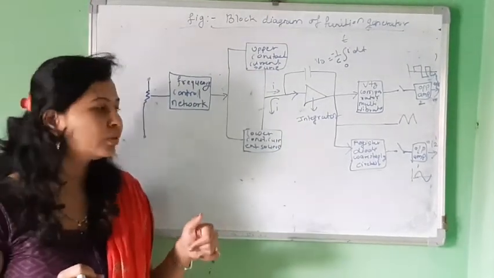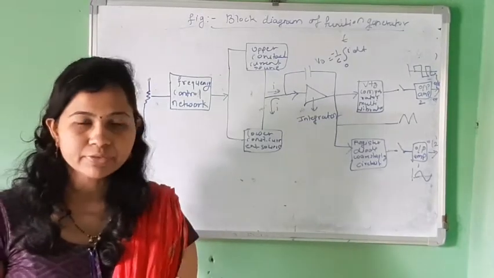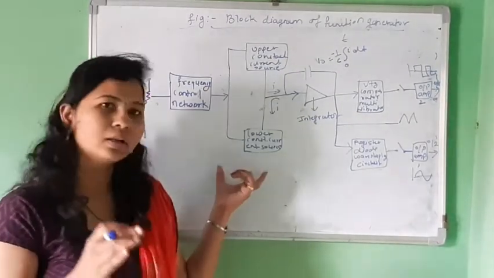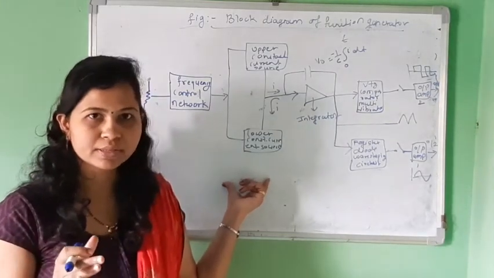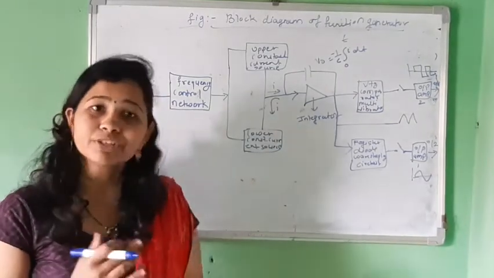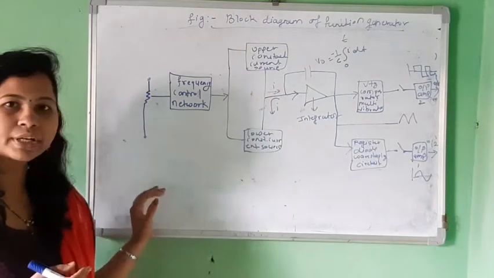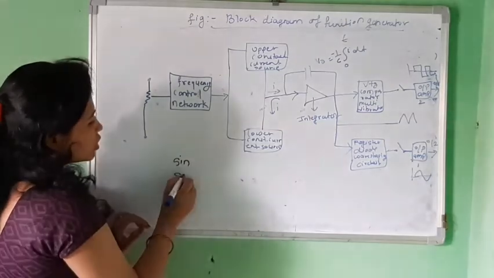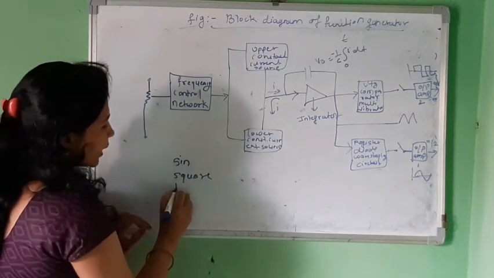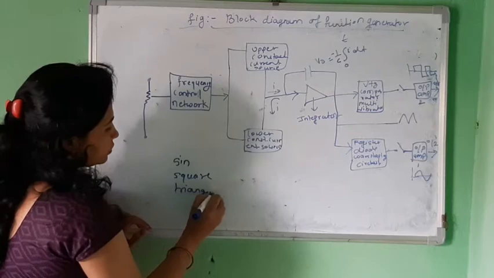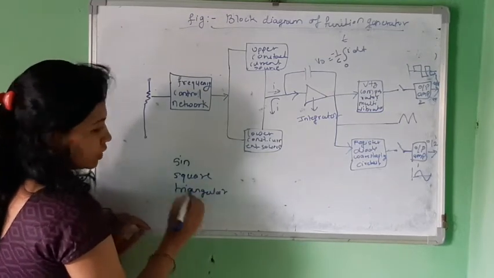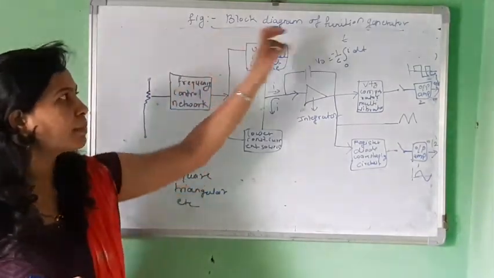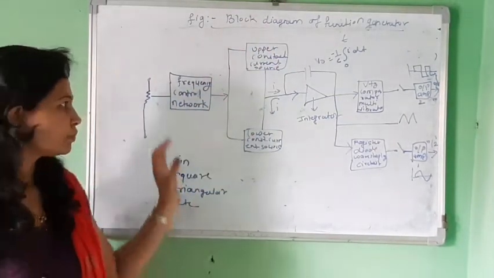As I told you, a function generator is a device which can generate different types of waveforms, over different ranges of frequencies. Which types of waveforms does the function generator generate? There are different types, that is sine wave, square wave, triangular wave, etc. So there are different types of waveforms which can be generated by using the function generator.